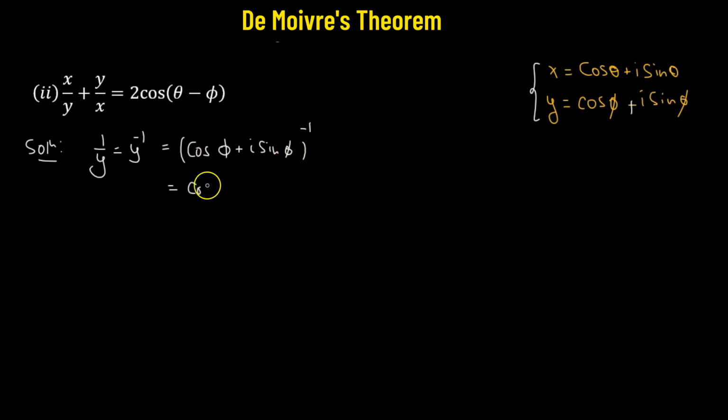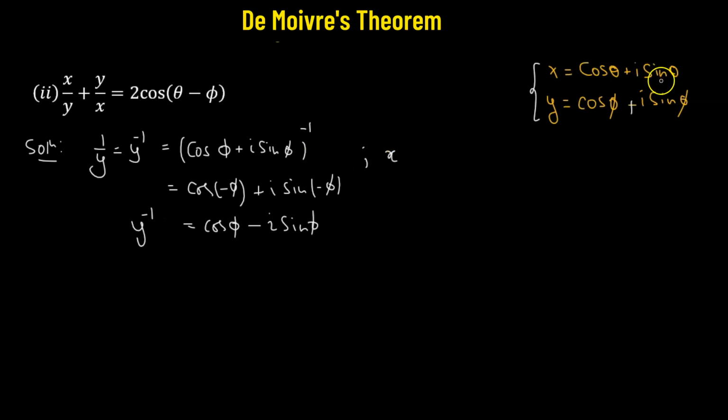If we use De Moivre's theorem, we will simply have cosine of -phi plus iota times sine of -phi. So use the fact that cosine is an even function, so we have cosine phi, and sine is an odd function, so we have negative iota times sine phi. So this is y raised to the power of -1, and similarly we have x equal to cosine theta plus iota sine theta. So that means x inverse will be equal to cosine theta minus iota times sine theta. Now we'll use this. So let's start from the left hand side.